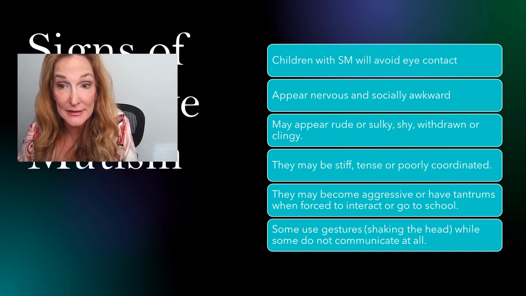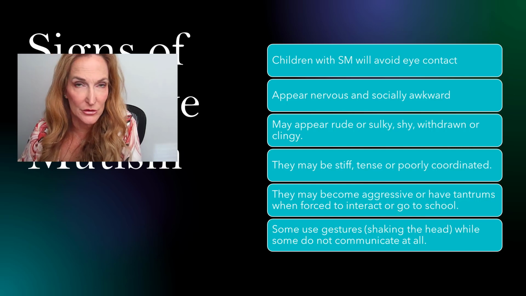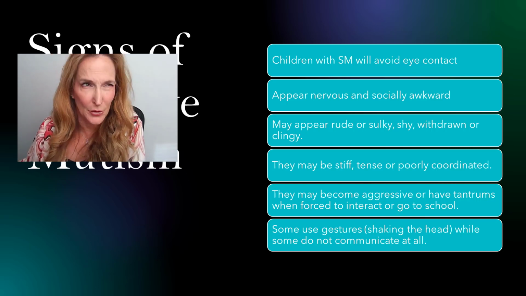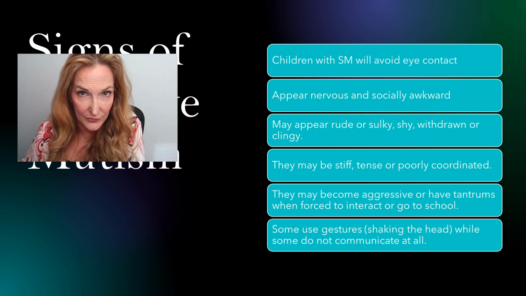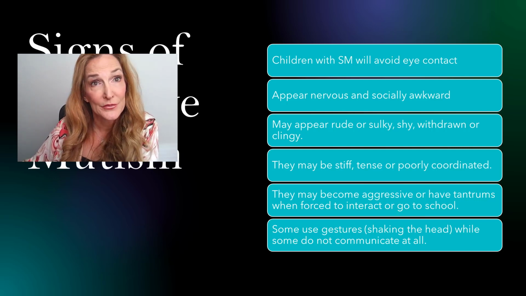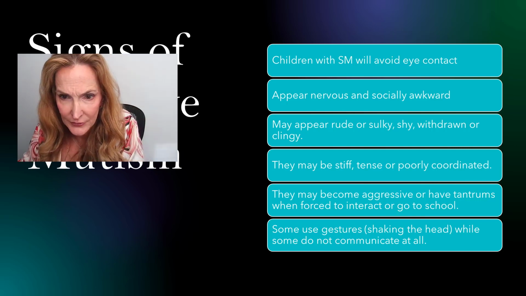They might get aggressive. They might have tantrums, especially children who are forced to go to school or to interact, maybe in social situations, birthday parties, family events, in which they're extremely uncomfortable. You have to remember that this is almost like a phobia. They're really afraid, and they may respond physically with physical aggression.